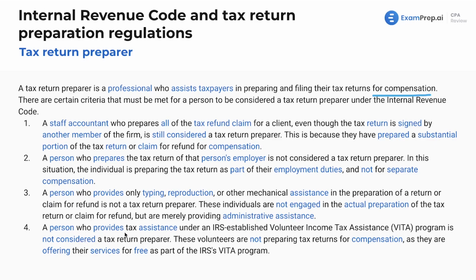And lastly, a person who provides tax assistance under the IRS established, and this is something I did in college, maybe any of you have worked in it, the VITA program, the Volunteer Income Tax Assistance, is not considered a tax return preparer. This is just a program where you're a volunteer, you're preparing tax returns for those in lower income situations.